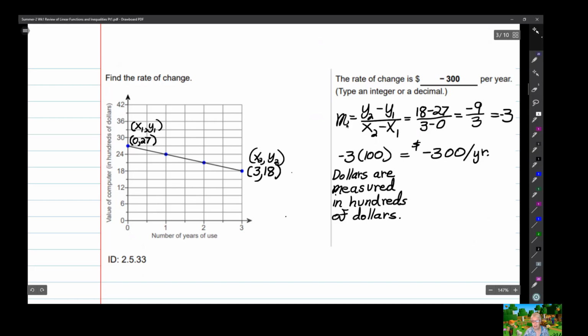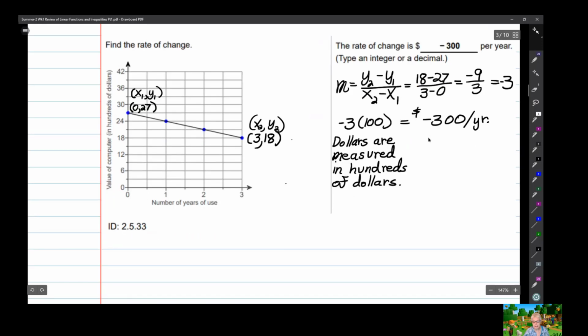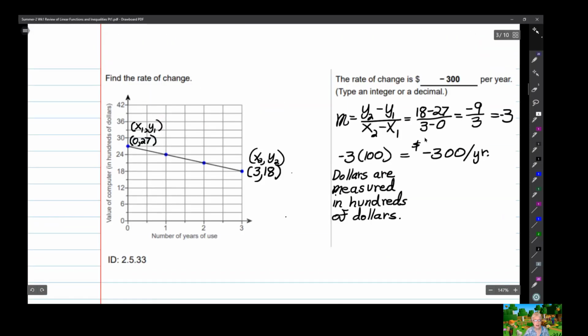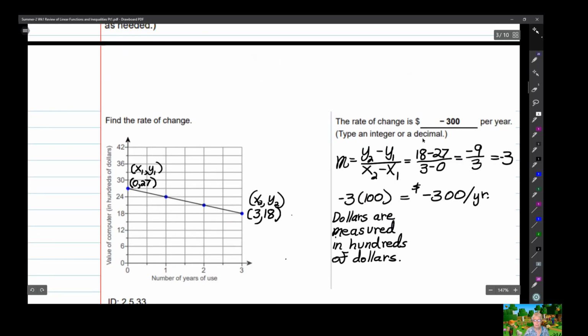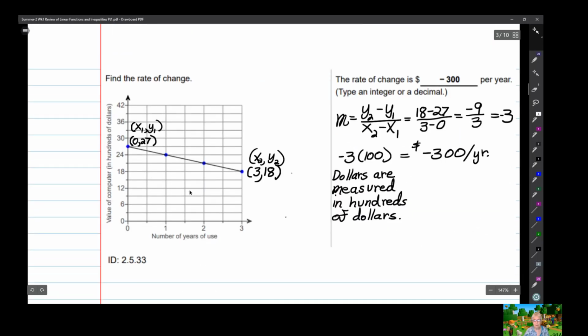So again, we use m equals y2 minus y1 over x2 minus x1, and it looks like I did not take a picture of the calculator this time, probably because it was so easy. 18 minus 27 is -9. 3 minus 0 is 3. -9 divided by 3 is -3. Well, that's correct, because our rate of change is decreasing.